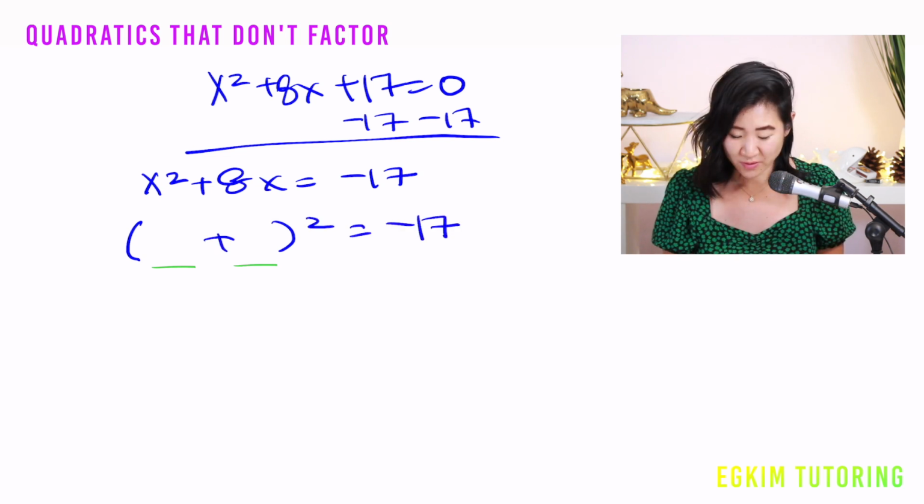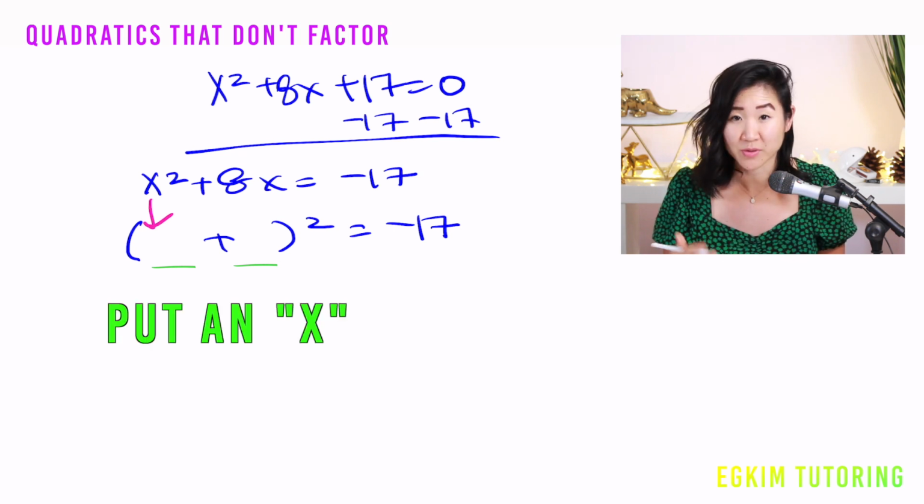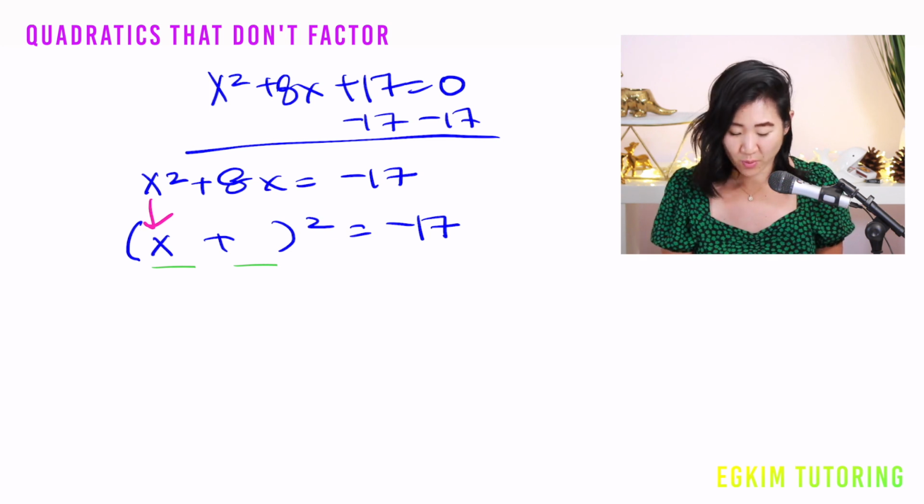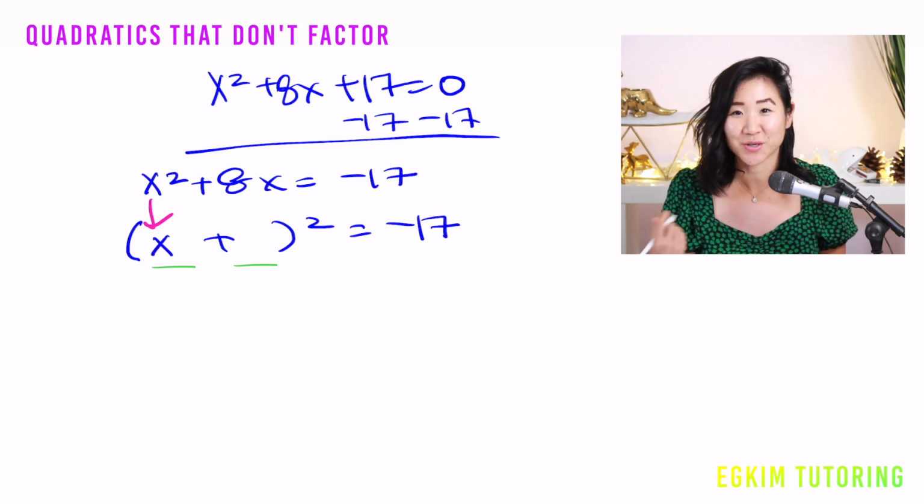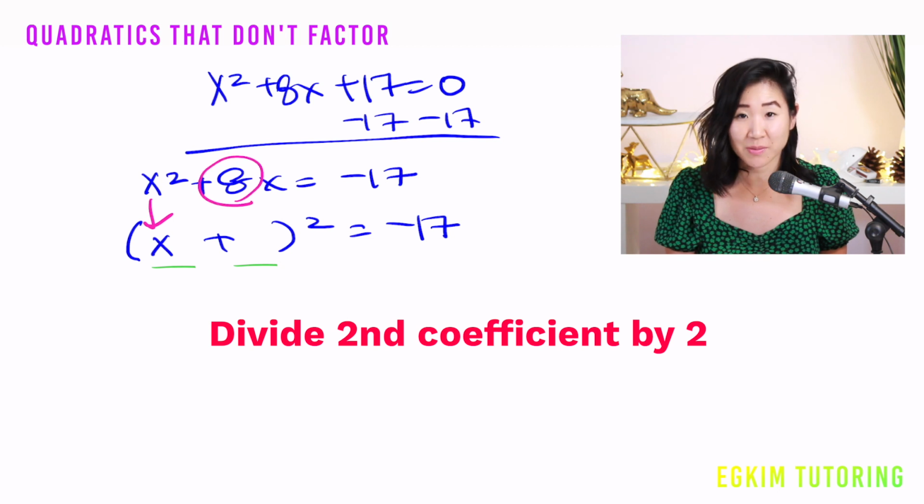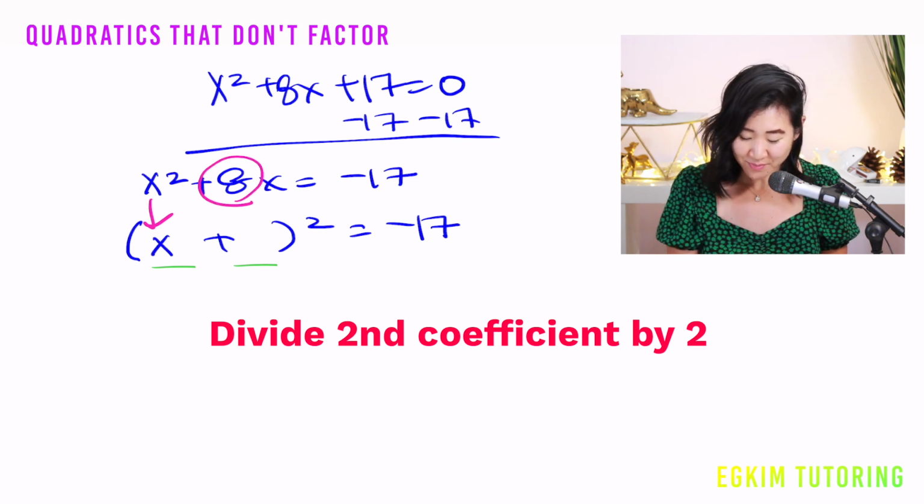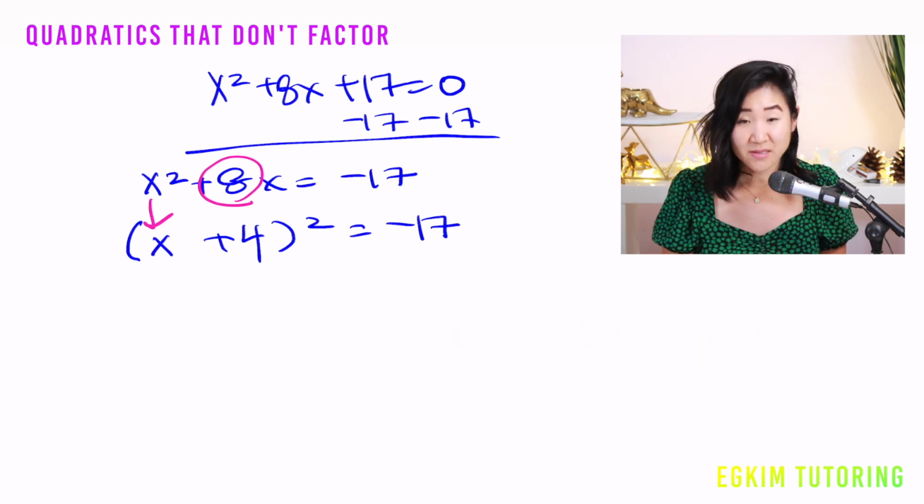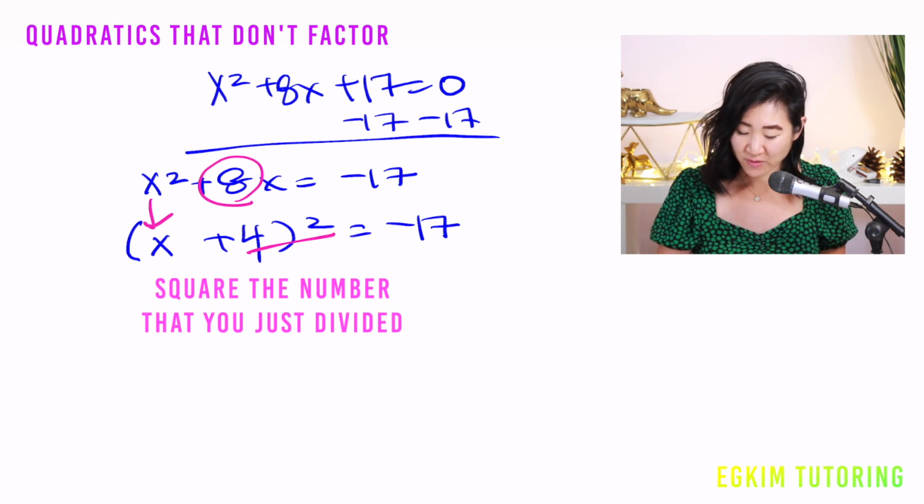The next thing you're going to do is move the x down for the first term, not x squared, but just x. So we have x right there. And then for the second term, you're going to take the 8 and divide it by 2. So 8 divided by 2 is 4. And that's your second term right there. So 8 is technically b, so we have b over 2. The next thing you're going to do is take 4 and square it. So 4 squared is 16, and then you're going to add 16 to the other side.